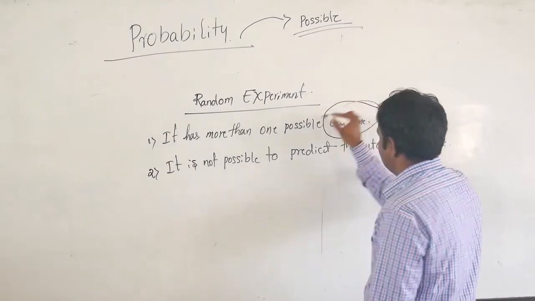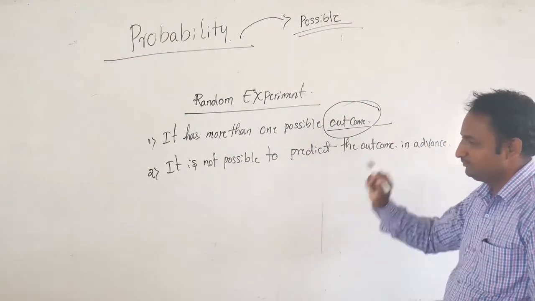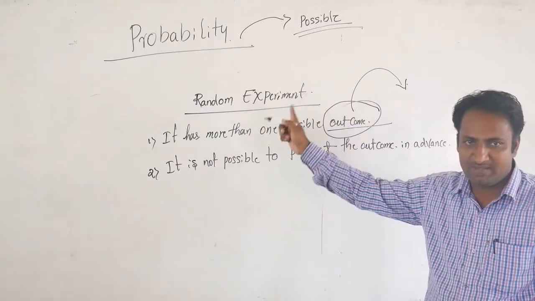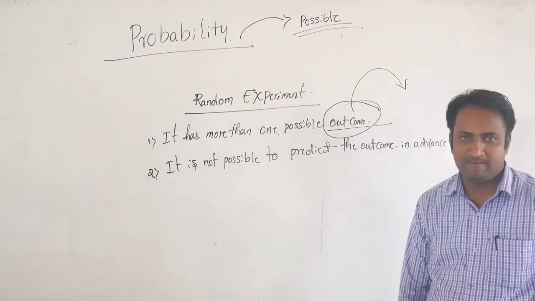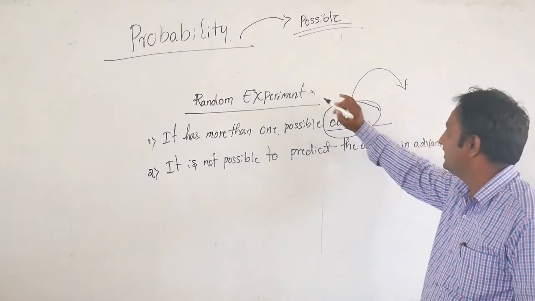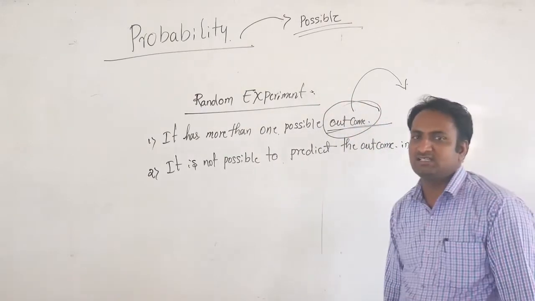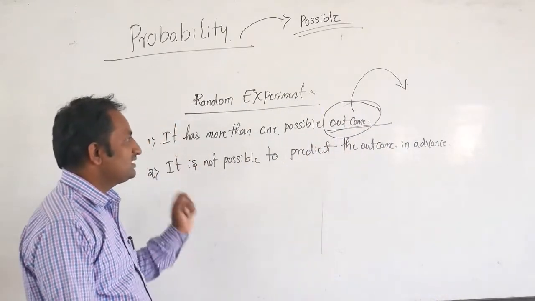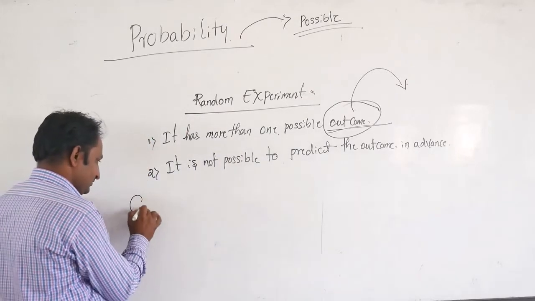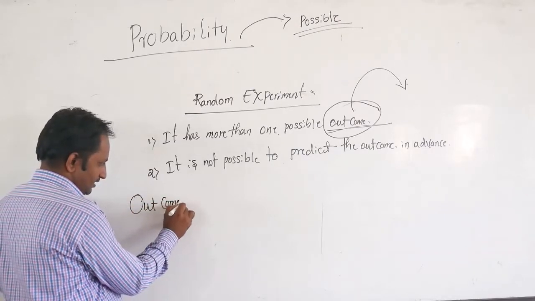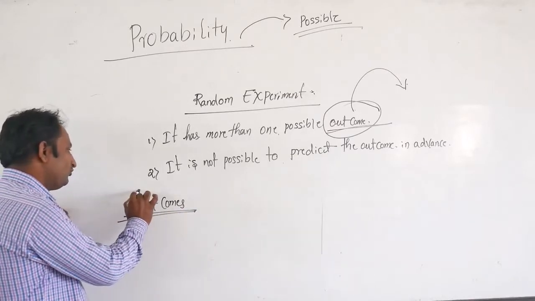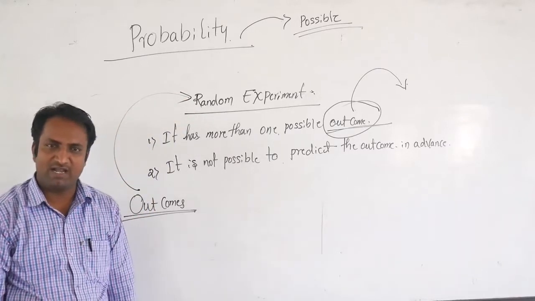Here outcome is a very new term. Outcome means, we can apply, an experiment is said to be a random experiment if it satisfies these two conditions. The possible result that comes from this random experiment is called an outcome. Possible results that come from the random experiment are called outcomes. Outcome means a possible result of a random experiment.